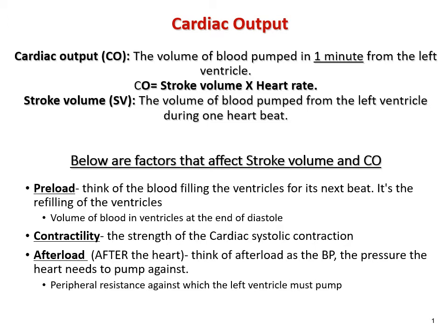So when you think cardiac output, think of left ventricle, not the rest of the heart. What's leaving the left ventricle? And this is decided by how much volume is leaving per stroke. That's the stroke volume. So per contraction of the left ventricle, how much blood is being pumped out. And then that is multiplied by the heart rate. And that gives you your cardiac output per minute.